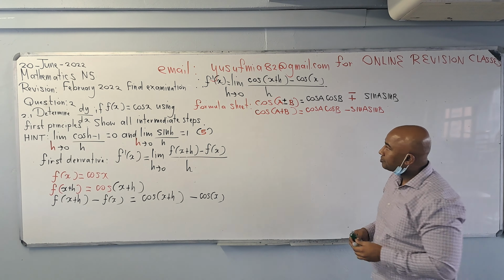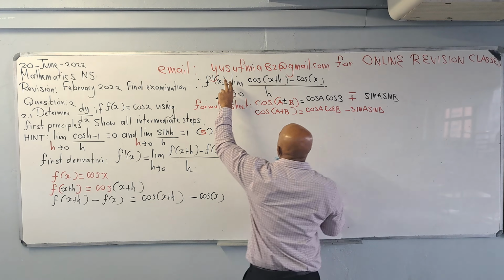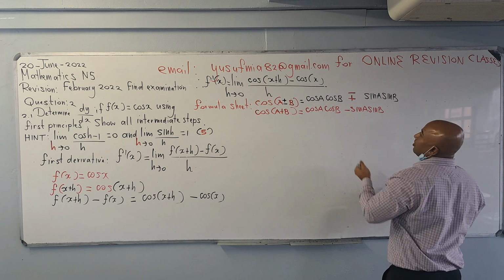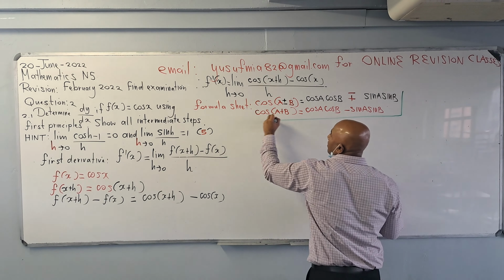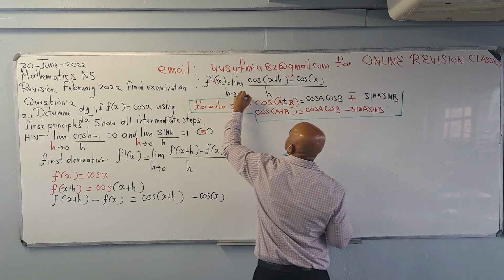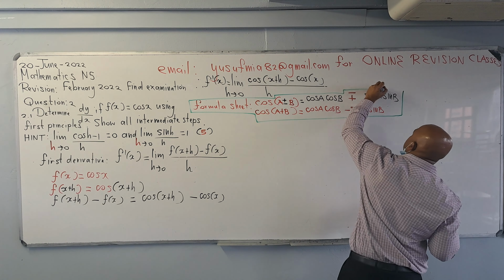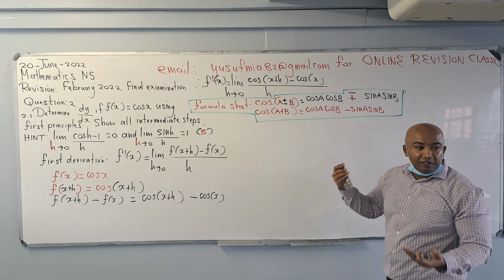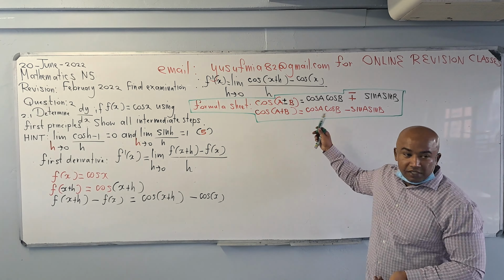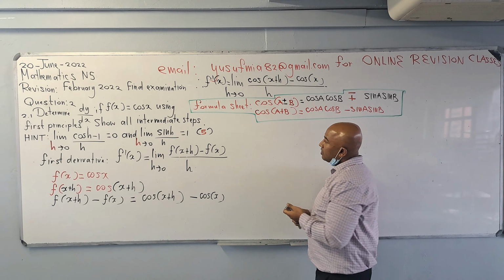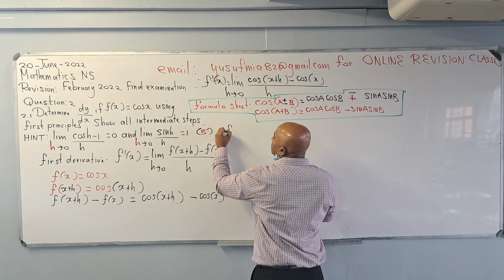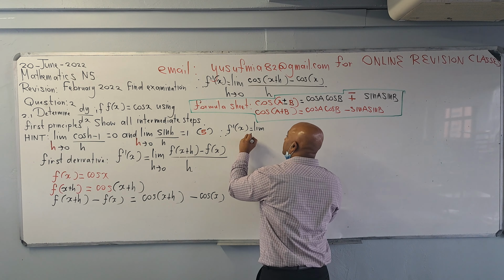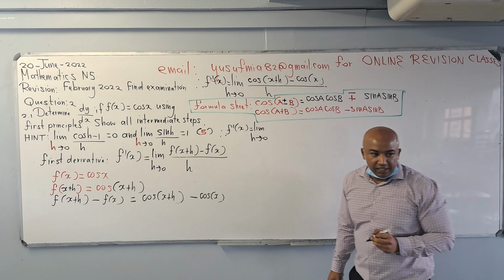Okay, so now let's apply the formula here. This is your formula sheet. So you go to the formula sheet, or you know the formula. It's best to know the formula. These ones you use all the time. So now, therefore, f prime x is equal to the limit as h approaches 0.